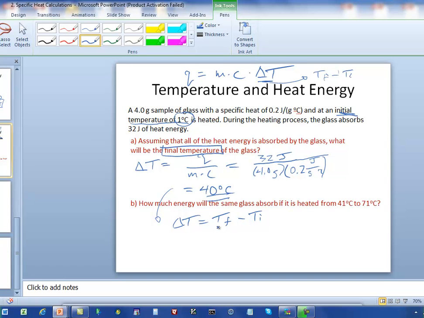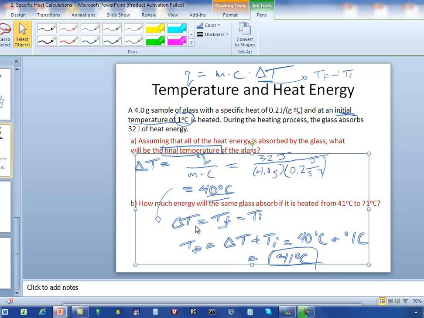So all we got to do is just solve this little equation for T final and then plug in delta T and T initial. So if we solve for T final, you're going to get delta T plus T initial, and that is equal to 40 degrees plus our initial temperature, which is 1 degree, and therefore the final temperature is 41 degrees. Okay, there we go. Now, let me pause the video if you need to look at that.